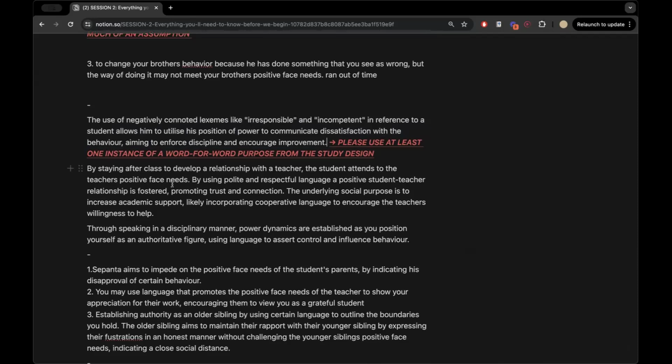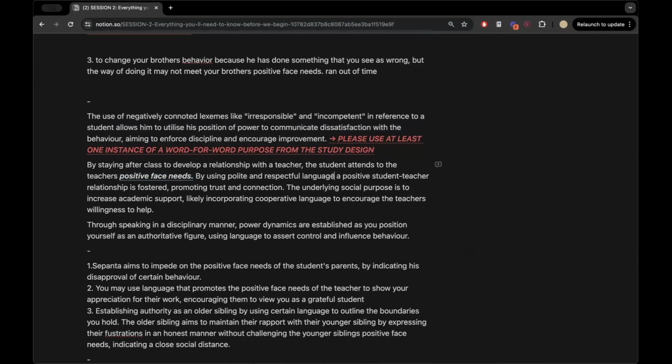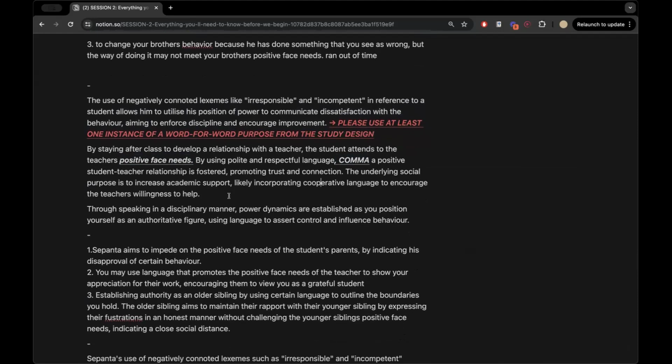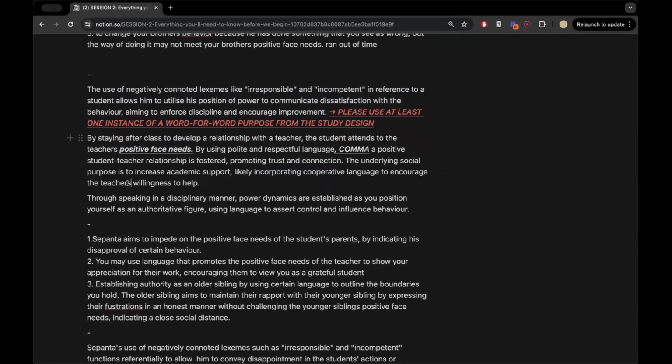By staying after class to develop a relationship with a teacher, student attends to the teacher's positive face needs. Beautiful. By using polite and respectful language, you might want to put a comma here, right? A positive student-teacher relationship is fostered, promoting trust and connection. The underlying social purpose is to increase academic support, likely incorporating cooperative language to encourage the teachers. We might put an apostrophe here, encouraging. Yep, yes, this is great effort.